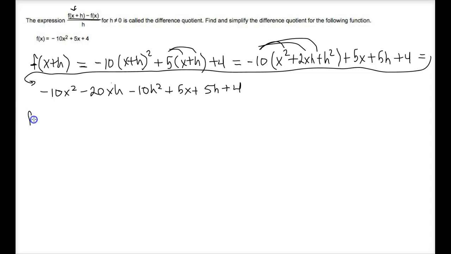The second part is now we're going to take f of x plus h and subtract that from f of x. So literally, we're going to take everything that we see here and then just subtract from that what we have here. I'm going to just rewrite everything that I have for the f of x plus h.